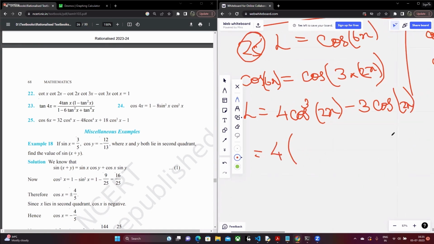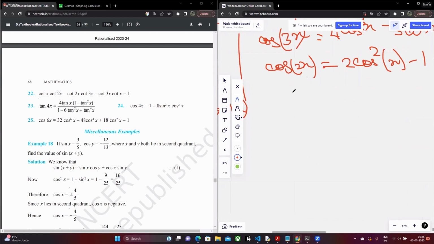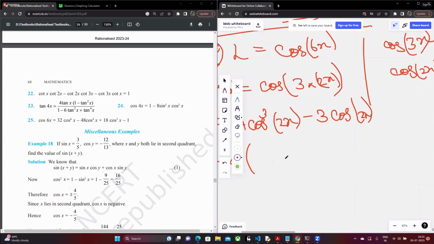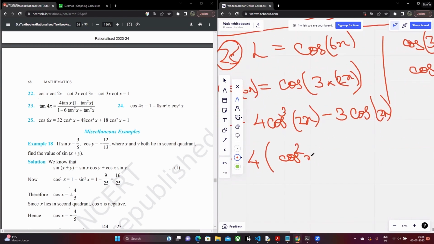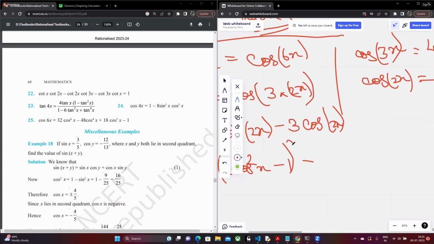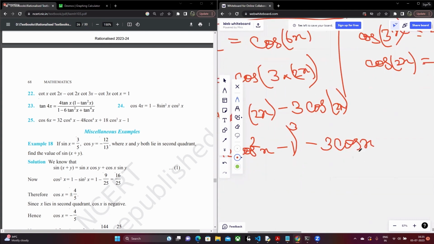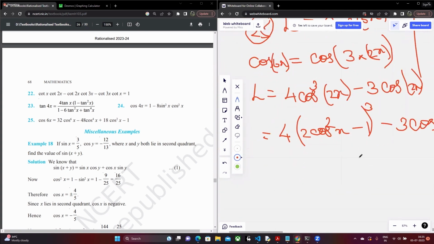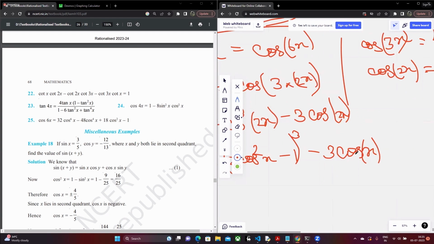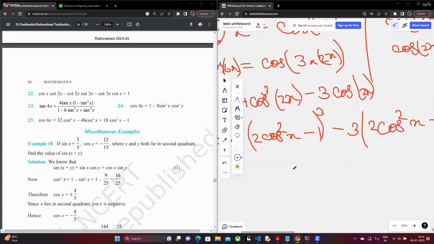4 times, substituting cos 2x over here, this is going to be 2 cos squared x minus 1, the whole cube, minus 3 cos x. Right, you can't simplify cos x further. I'm sorry, this is 3 cos 2x, right? So this will be 3 into 2 cos squared x minus 1.